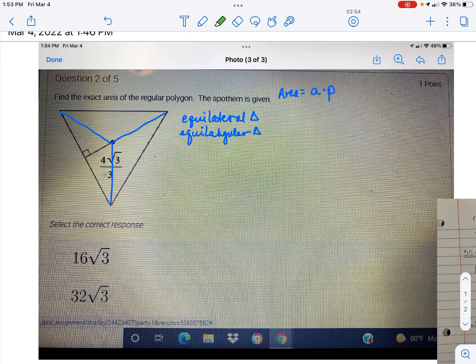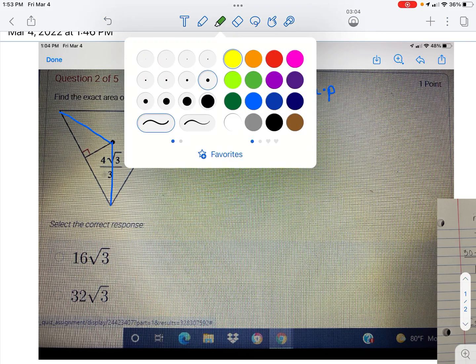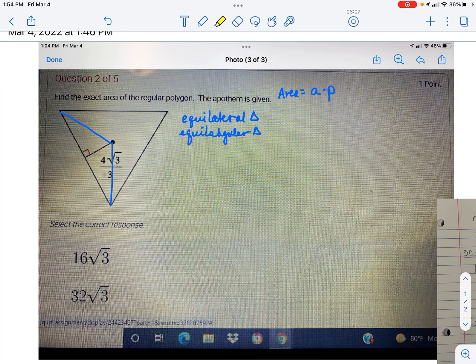Okay, so I've got those to think about. And I just really only want to focus on one. And I want to focus on the one where I see the apothem over here. So let's focus on this triangle that you see. I'm going to highlight it in yellow. We're going to focus on this one.